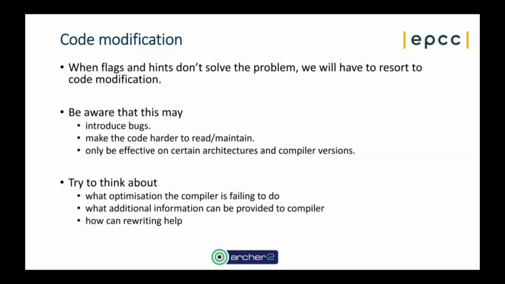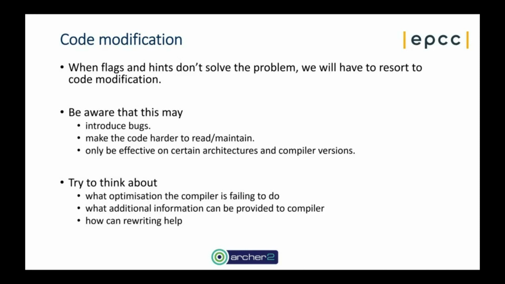So we want the compiler to do all the optimization possible for us, but if it fails, then we have to go in and modify the code, and try and change it in such a way that the compiler can then produce optimized code, which can then run fast. Of course, we have to be aware that there is always a cost for changing and optimizing code. We may introduce bugs. We may make the code harder to read, harder to understand, harder to maintain.